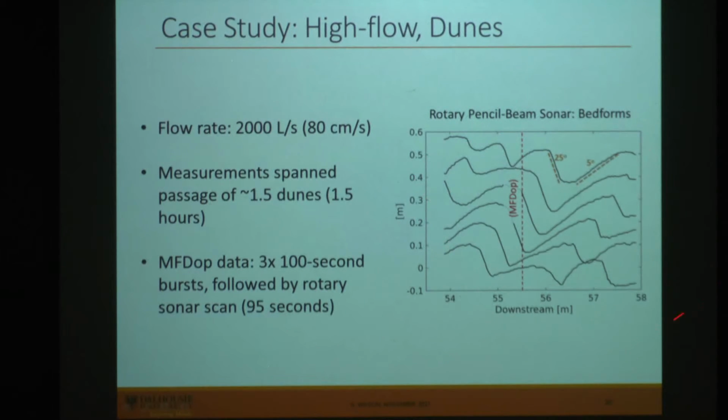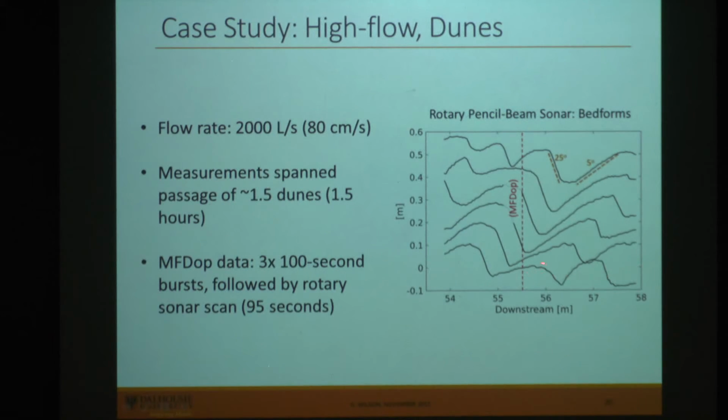The measurements on the right are from the pencil beam sonar, which is right underneath the MF-DOP. The dunes typically had lee faces, so the flow is from left to right here. The steep lee face is about 25 degrees, and the stoss face was about 5 degrees. Just as an aside, you can also see the little ripples on top of the dunes, so we actually had two scales of bed forms going on here.